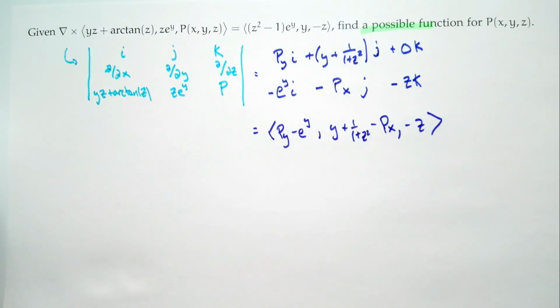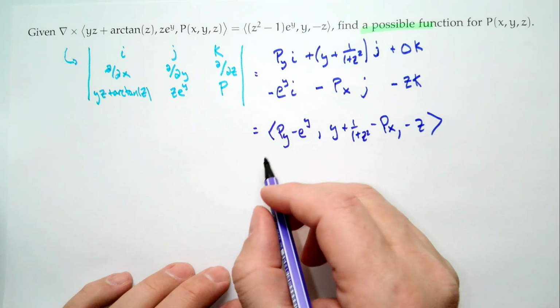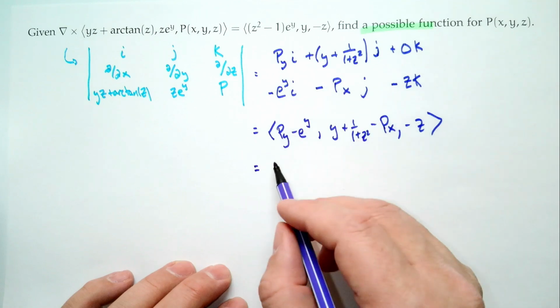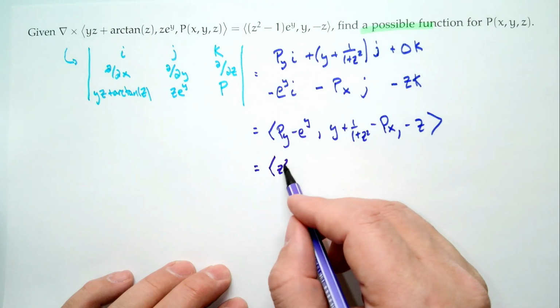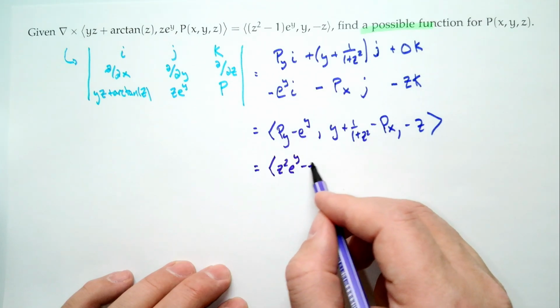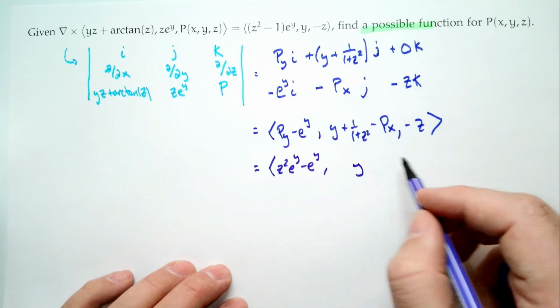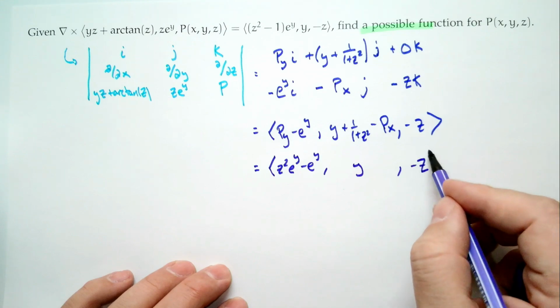So we've now taken the curl, and we know what the answer should be, so we're going to compare our answer. We want this to be equal to, well, on the first term, let's expand it. That would be z squared e to the y minus e to the y, comma. In the second term, it'd be y. And the last term should be minus z.